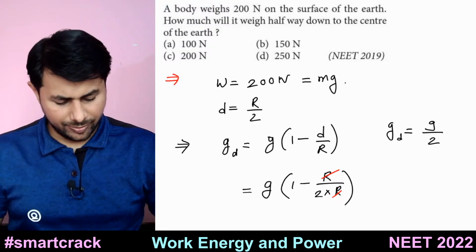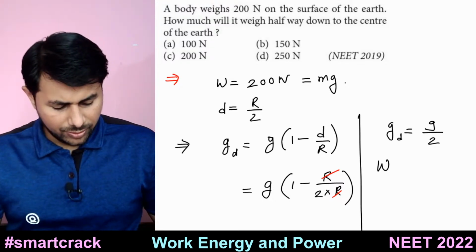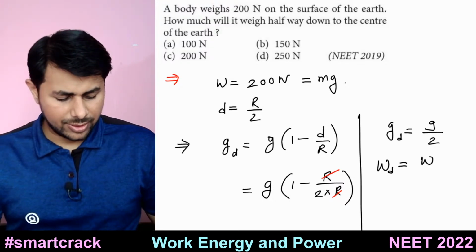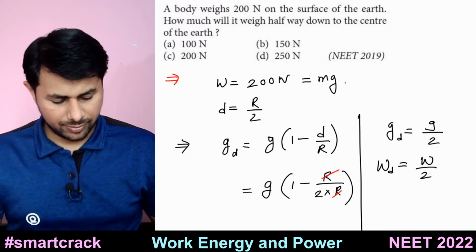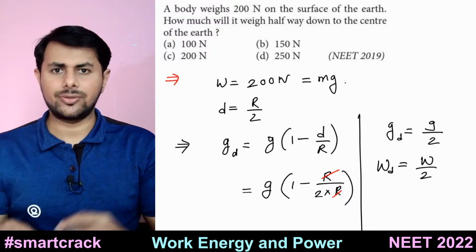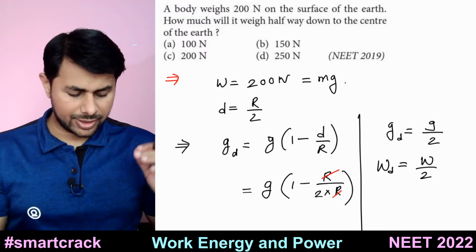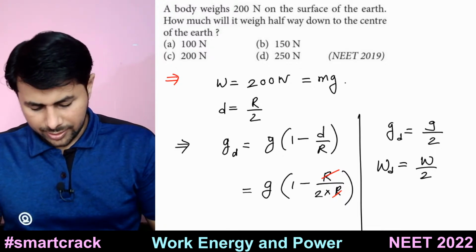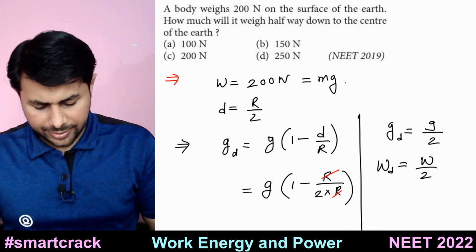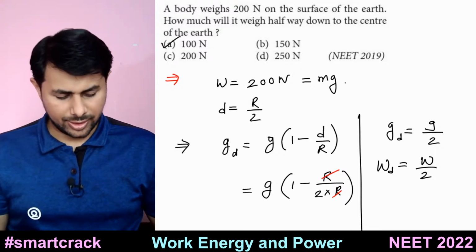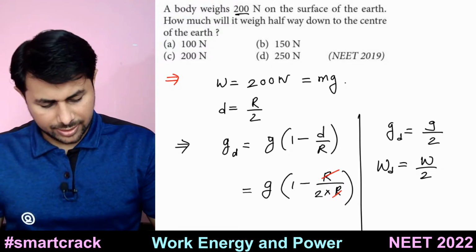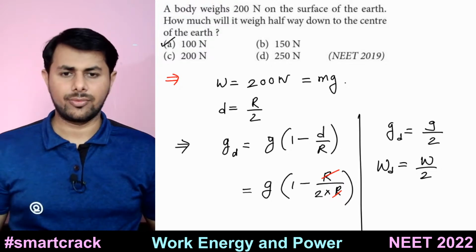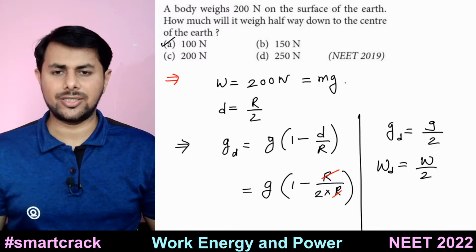Half. So w at depth d will be equal to w divided by 2, because it is m into g at depth d, and g at depth d is g by 2. Okay, so weight equals to 100. Sorry, weight equals to 200, and therefore it becomes 100. Okay, this is very, very simple.